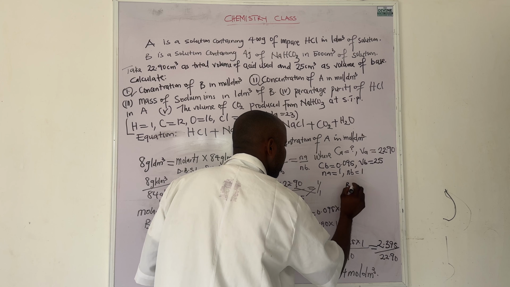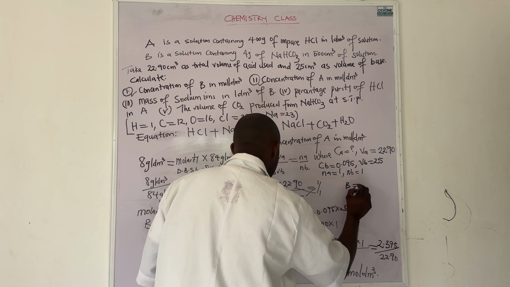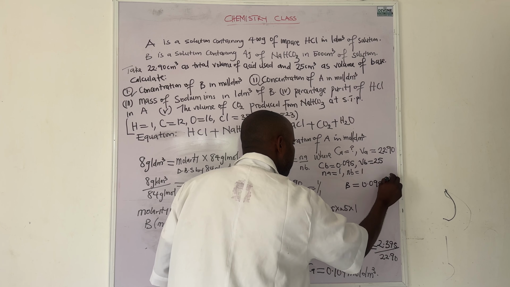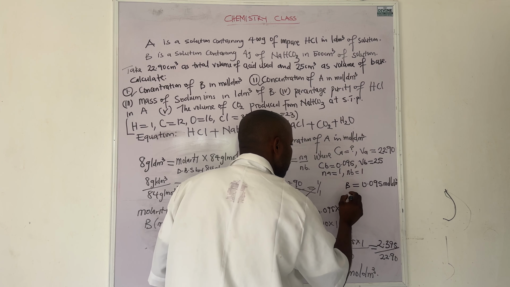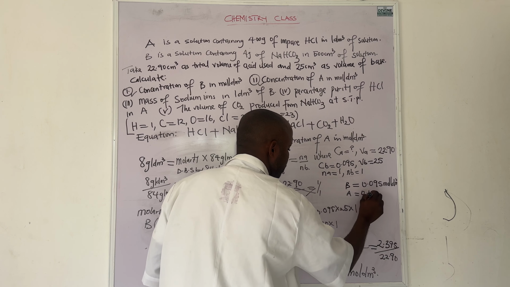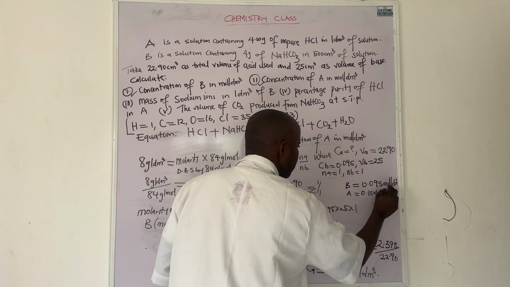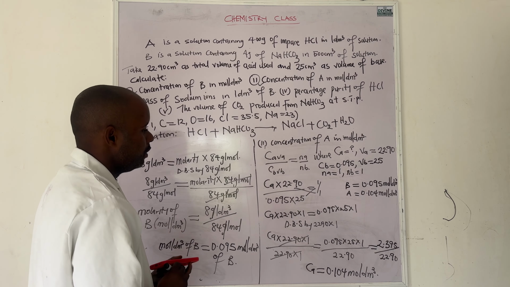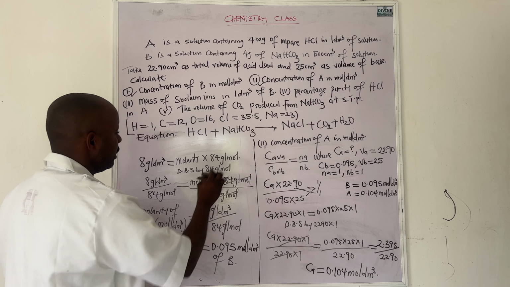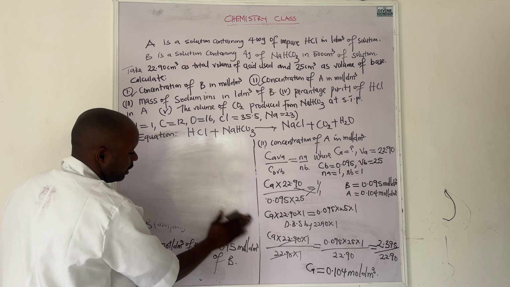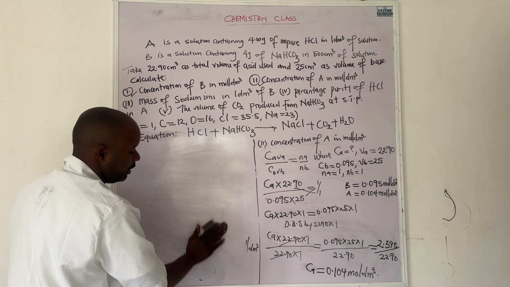The concentration of B is 0.095 mole per dm cube. The concentration of A is 0.104 mole per dm cube. By so doing, we can wipe this, so that is the most important parameter we needed now.